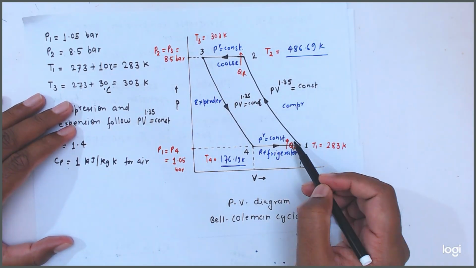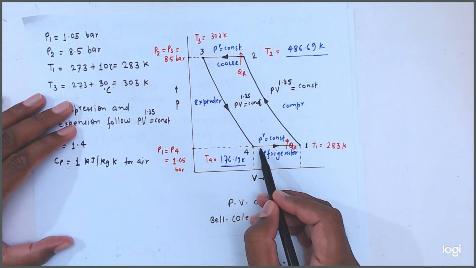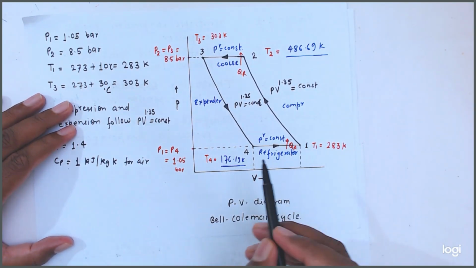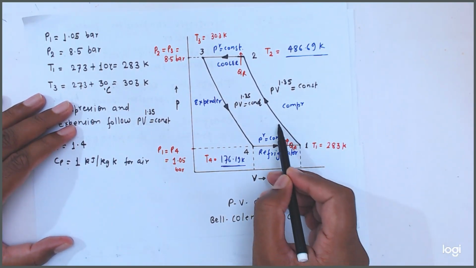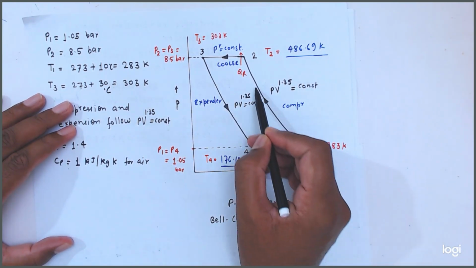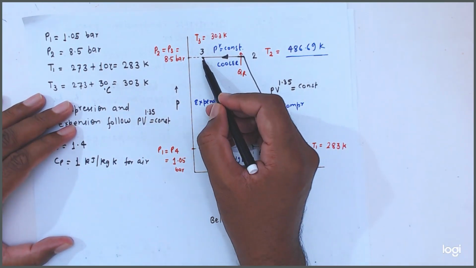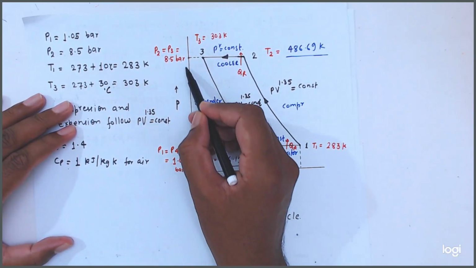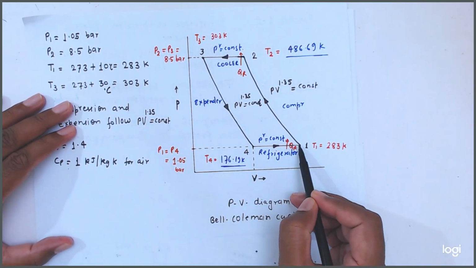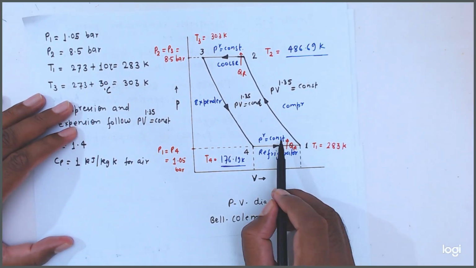So we will find the net work done. Net work done is the area 1, 2, 3, 4, 1. Why? Because see here, this is the work done by the compressor, and this is the work done by the expander. So we should find the net work done. So 1, 2, 3, 4, 1 will give the net work done.